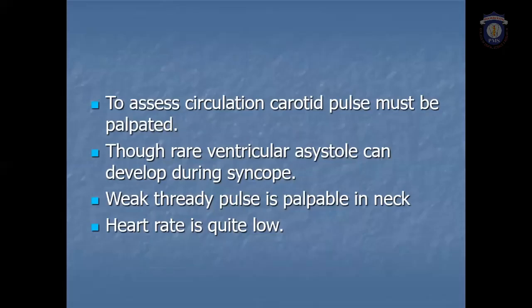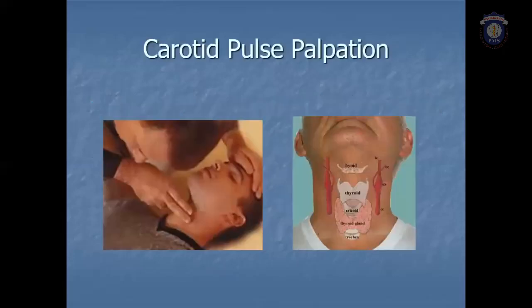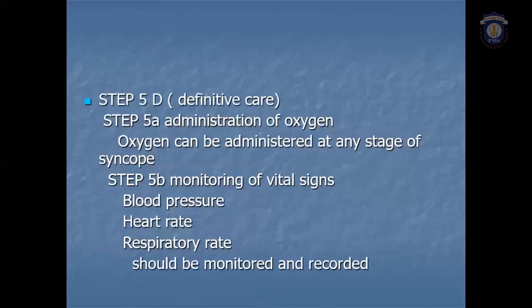The carotid pulse must be palpated, though rare, ventricular asystole can develop during syncope. A weak, thready pulse is palpable in the neck. The heart rate is quite low. Carotid palpation, how to do it? It is between the sternocleidomastoid and the thyroid cartilage. You can feel the pulsation there.